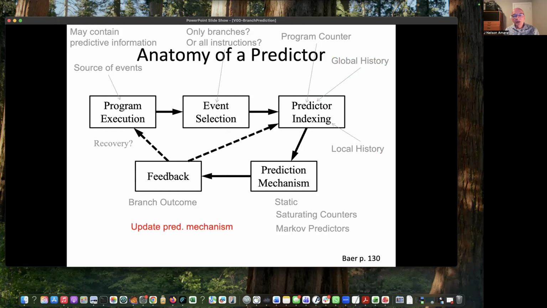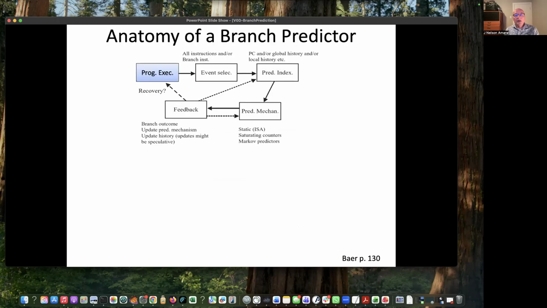When I update the prediction mechanism, I may also be updating the indexing of the table where I keep my predictors. So next time I may select a different predictor than the one that I selected for this current execution of the branch. And I may also be updating the history, or the prediction mechanism if I'm using different types of history, or I may be updating the Markov predictor, for example. So this is the anatomy of a branch predictor.